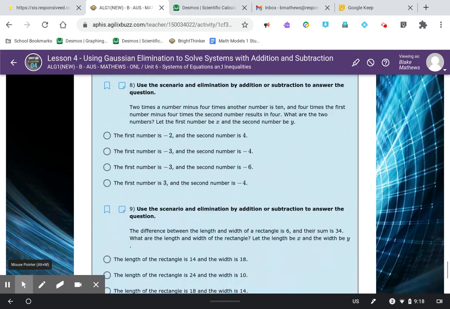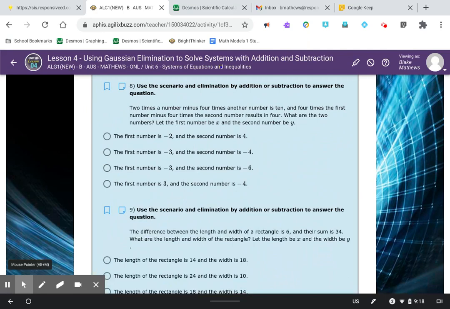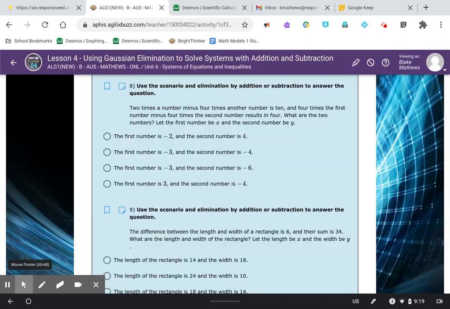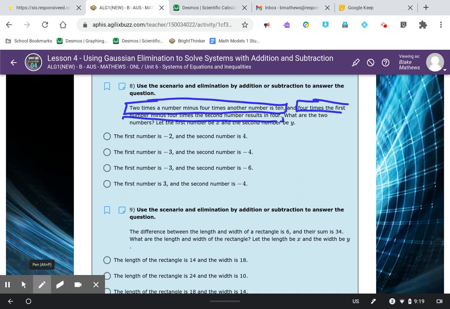Now, starting at number 8, you have to create an equation yourself. And so I'm going to walk us through how we do that. I'm going to get these equations for you, and then you'll have to solve from there. I want you to see how these are done. Let me add a new drawing. So this first problem says 2 times a number minus 4 times a number is 10. So I want you to see this is one equation right here. The second equation is 4 times the first number minus 4 times the second number results in 4. So there's two different things. So let's do each one separately.